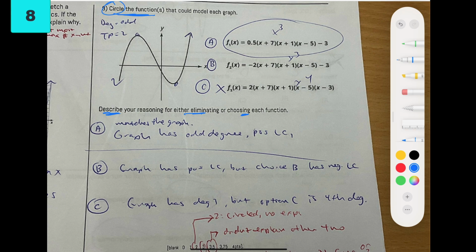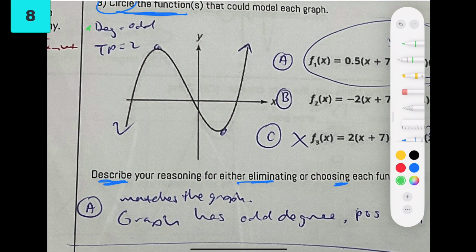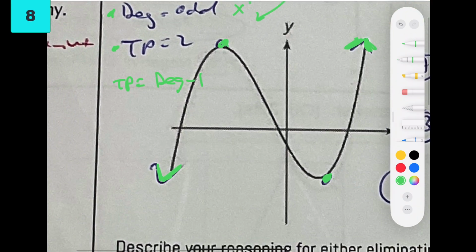Okay, let's do the first one. This graph here is an odd degree because x to the first looks like this, and my arrows are this way. This graph also has 2 turning points, 1, 2. So the turning points is equal to degree minus 1. So the turning points is 2. Then I know that my degree is a 3rd degree polynomial.